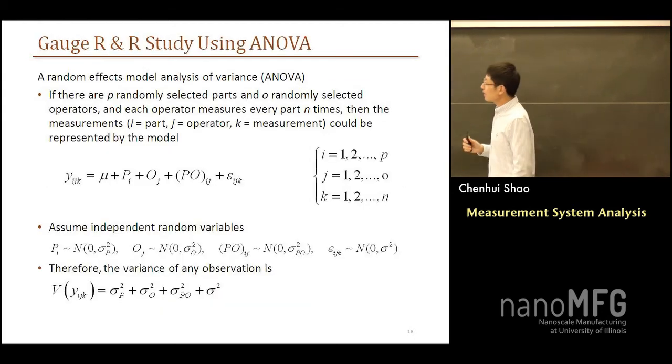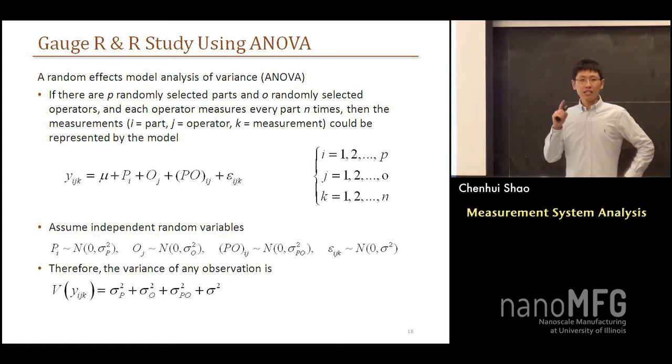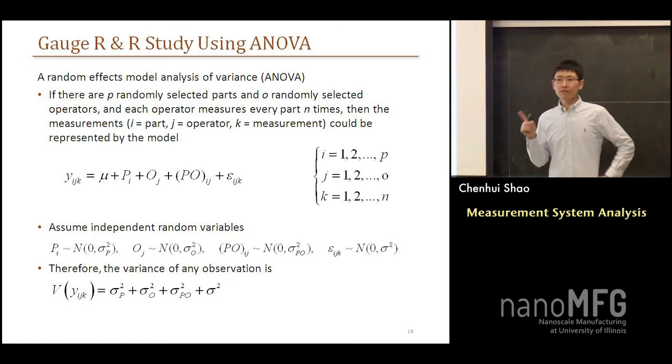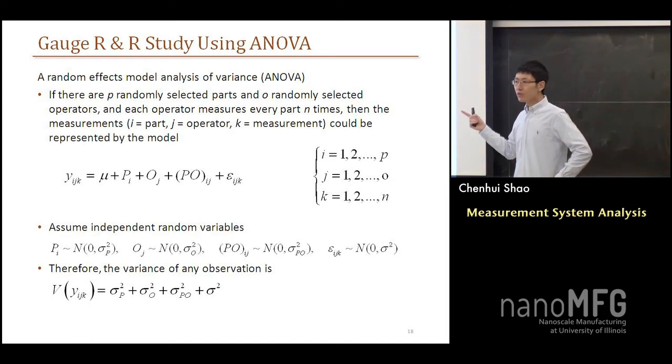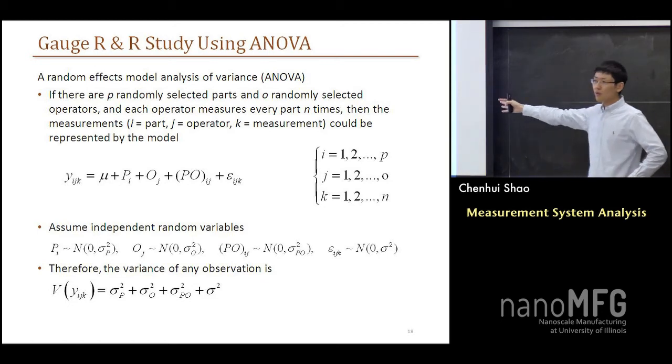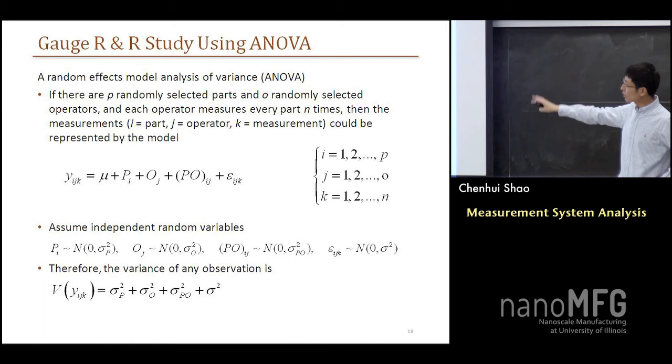There's a second method where we can use ANOVA, analysis of variance. The X bar R chart is very convenient if you do not have a calculator, while ANOVA is more convenient if you have a computer. ANOVA can be more efficient and more accurate. Let's see how we can do that.